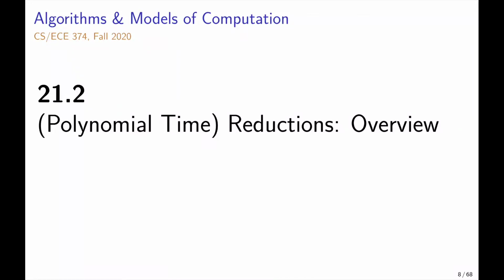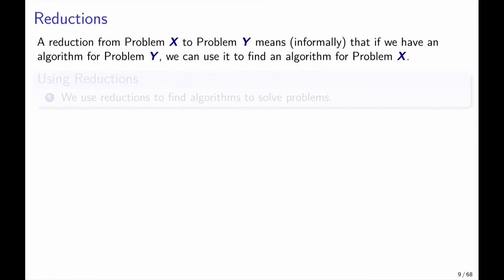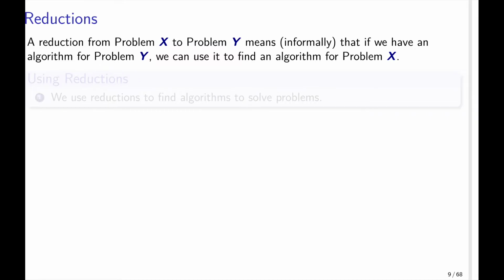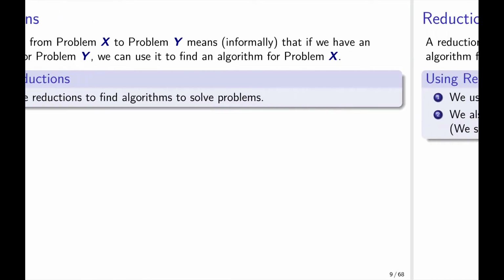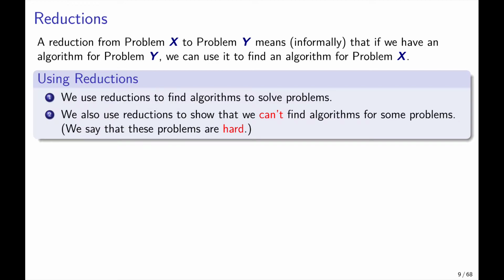Okay, so let's speak about reductions, and specifically polynomial time reduction. A reduction is a transformation of a problem X into a problem Y, such that if we can solve problem Y, then we can solve problem X. And we are going to use reduction as a way to find algorithms, but also as a way to prove hardness. As we did with undecidability, here the hardness is going to be different. We are going to care about running time.